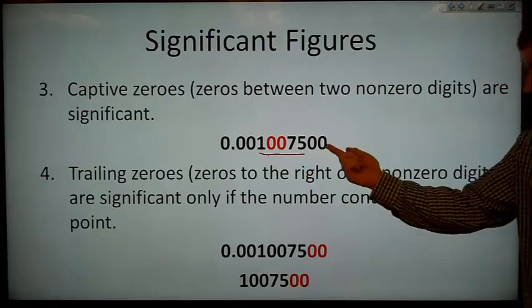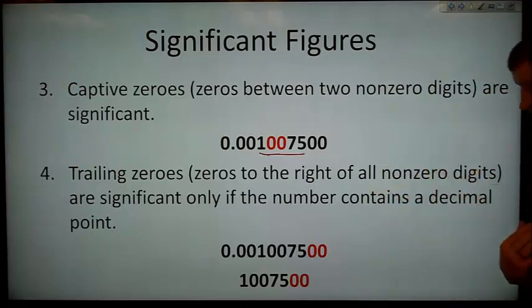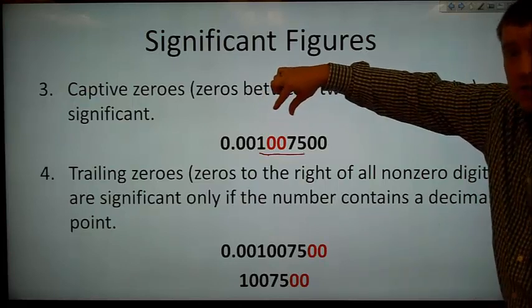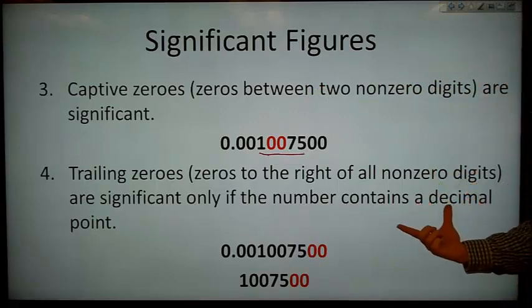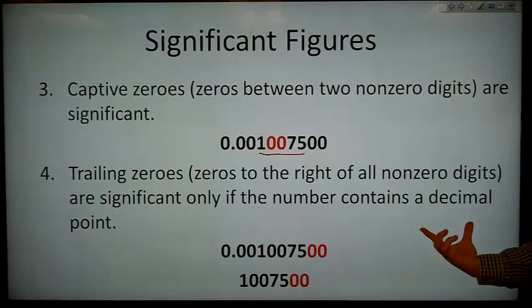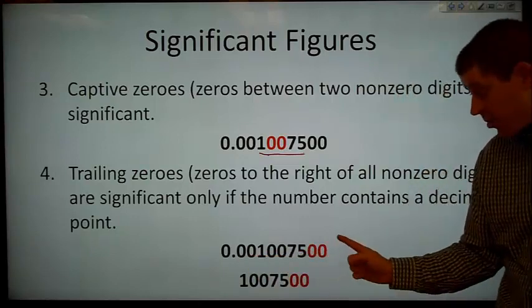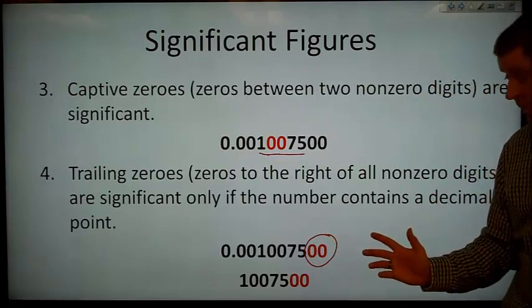And then we have the trailing zeros, those 2 zeros at the end. Right? So trailing zeros, zeros to the right of all the non-zero digits. Right? So these 2 zeros are not trailing zeros because they're to the left of some of the other non-zero digits. But those zeros are trailing. So the trailing zeros are significant only if our number contains a decimal point. So this number does contain a decimal point, so these zeros are significant. Those count as sig figs.